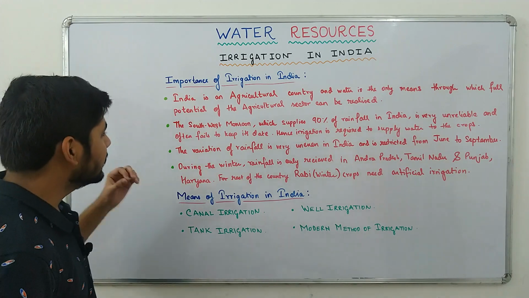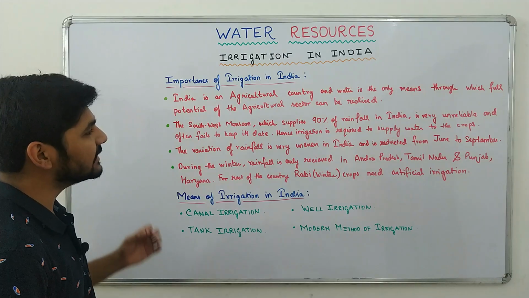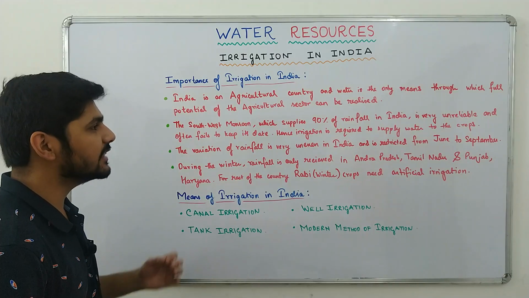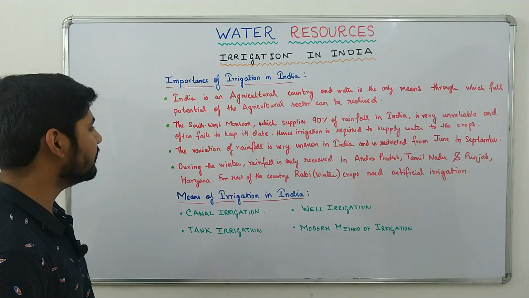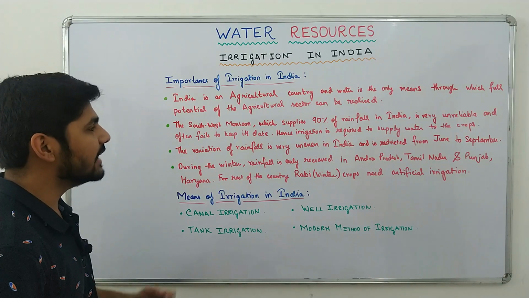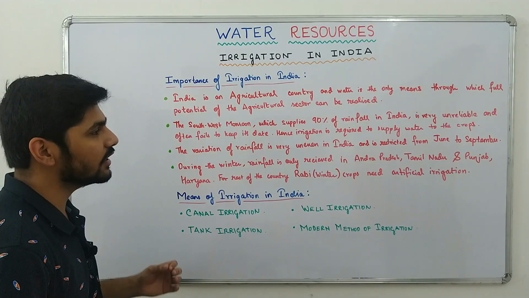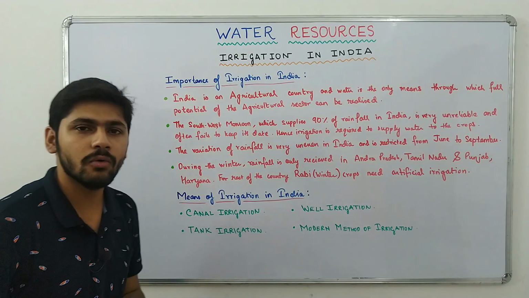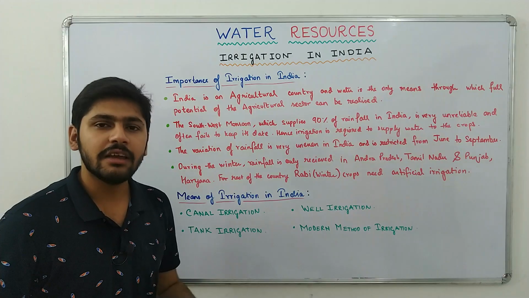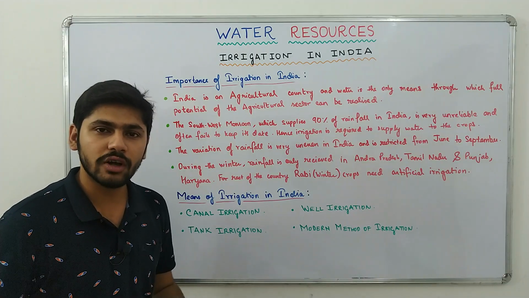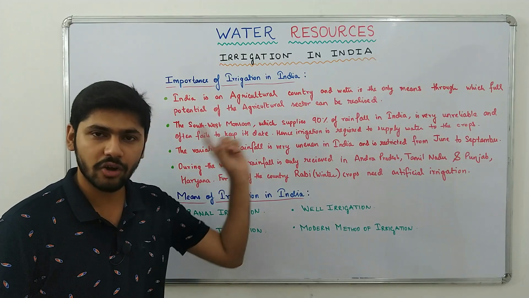Moving on. The southwest monsoon, which supplies 90% of rainfall in India, is very unreliable and often fails to keep its date. Hence irrigation is required to supply water to the crops. Now in the climate video, if you haven't watched the climate video, do watch it. The link to that video will be in your top right corner.